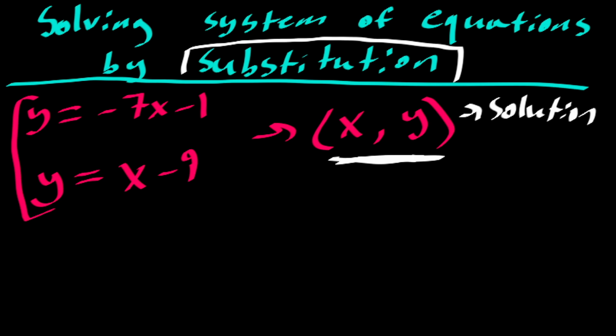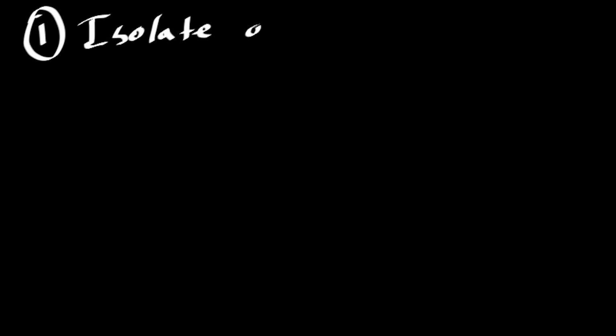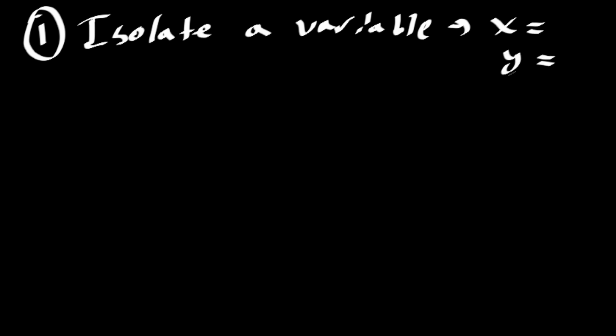Okay, so first let's go over some steps, that way we can at least have a roadmap of where to go. So step one is we're going to isolate one of our variables. So isolate a variable. We want to make sure we have x equals or y equals, something like that. Step two is we're going to take whatever we isolate and we're going to substitute it. I'll just say sub period.